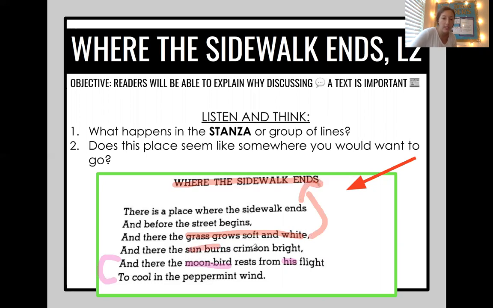And there the sun burns crimson bright, and there the moonbird rests from his flight to cool in the peppermint wind. Alrighty. So I highlighted some things in red that tell us about what. We know that our what is all about where the sidewalk ends. So we picked out grass grows soft and white. Does that tell us about where the sidewalk ends? Yes, that place where the sidewalk ends, the grass grows soft and white. So we highlighted that in red to tell us about our what.